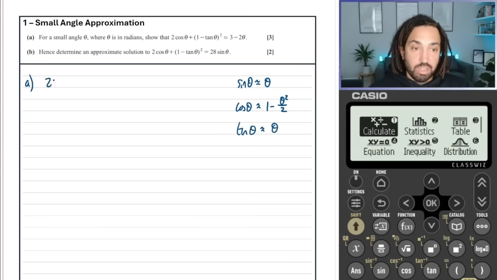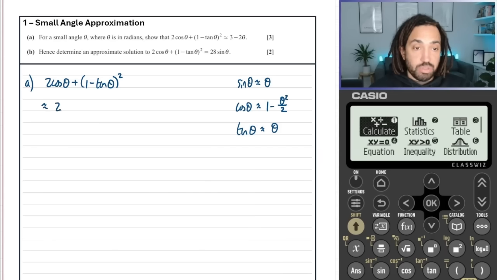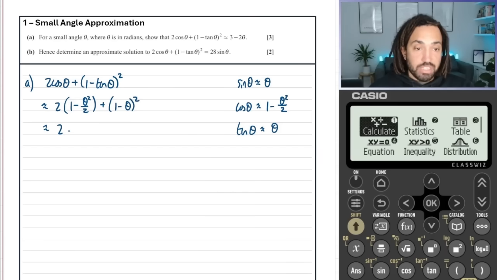Okay, so now we are asked to work out 2 cos theta plus 1 minus tan theta, squared. So we can say this is approximately equal to, and then do our substitutions. So we know that cos theta is 1 minus theta squared over 2, plus 1 minus tan is theta, and then that's squared. Okay, so let's multiply the brackets. So we get times through by 2 gives us this, and this is a squared bracket, so we'll do double brackets, which will give us 1 minus 2 theta, and then plus theta squared.